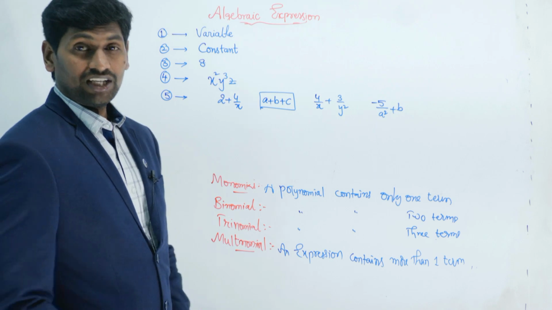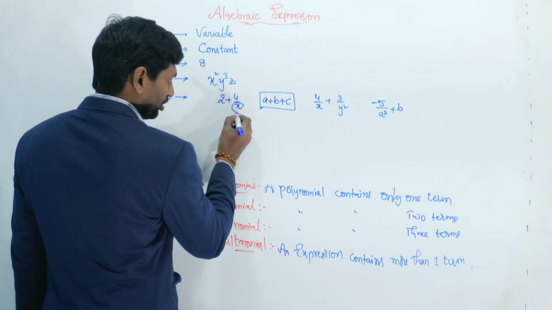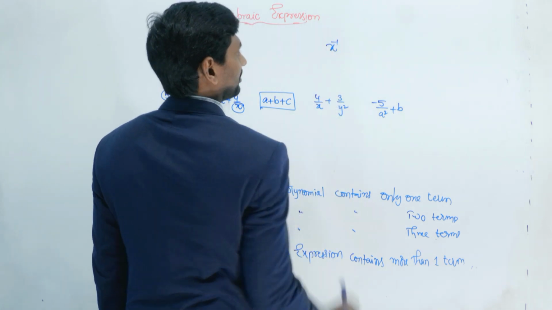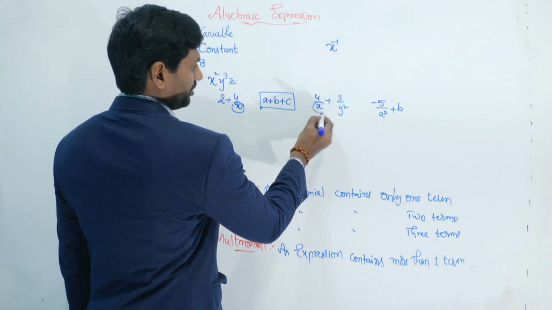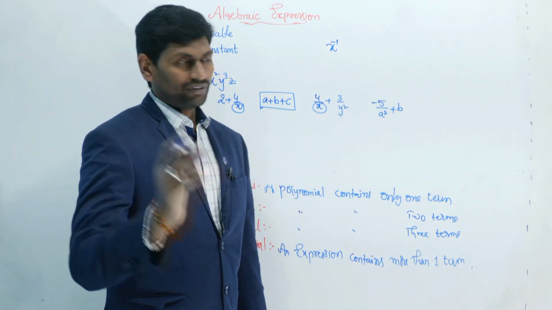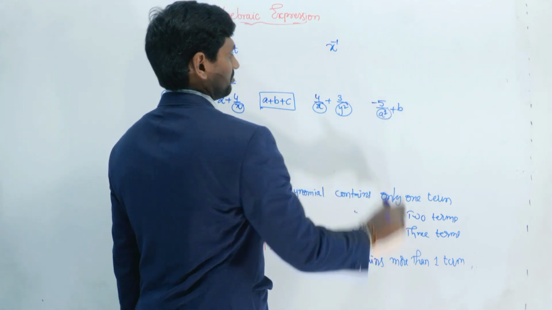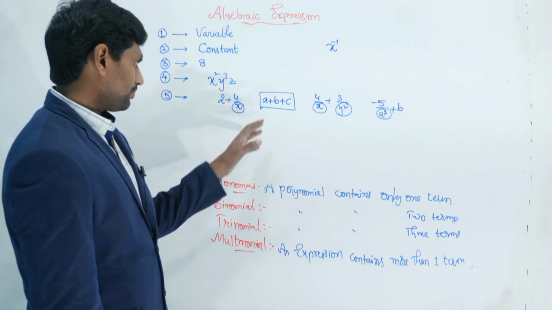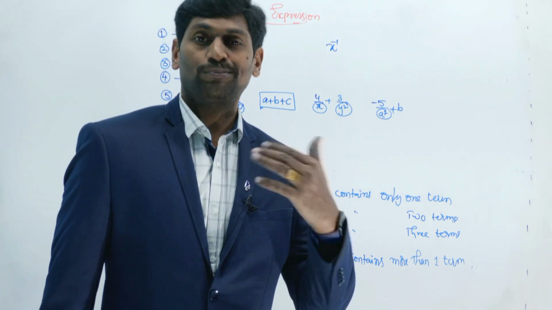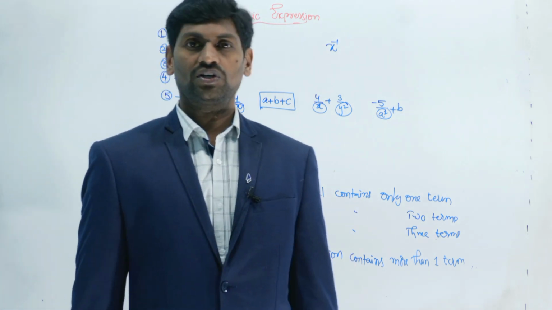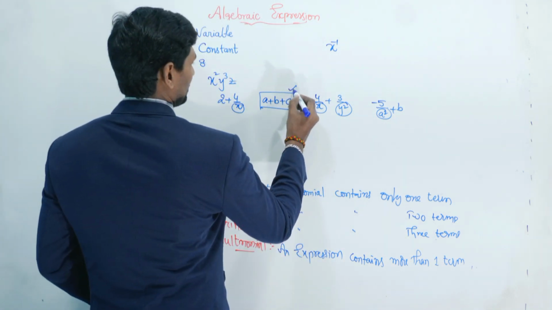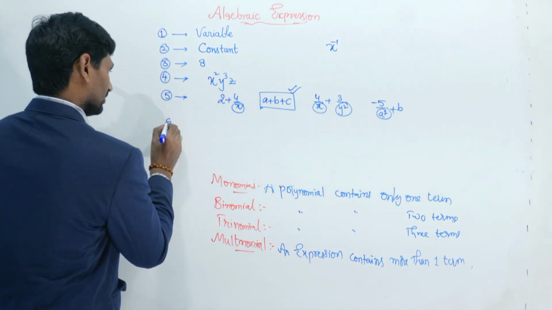In the first option, the variable is in the denominator. When you take it to the numerator it becomes a negative power. This one is also a denominator variable, giving a negative power. This one also. So except the second option, a plus b plus c, which has all exponents positive. So only option 2 is our answer. A plus b plus c is a polynomial.